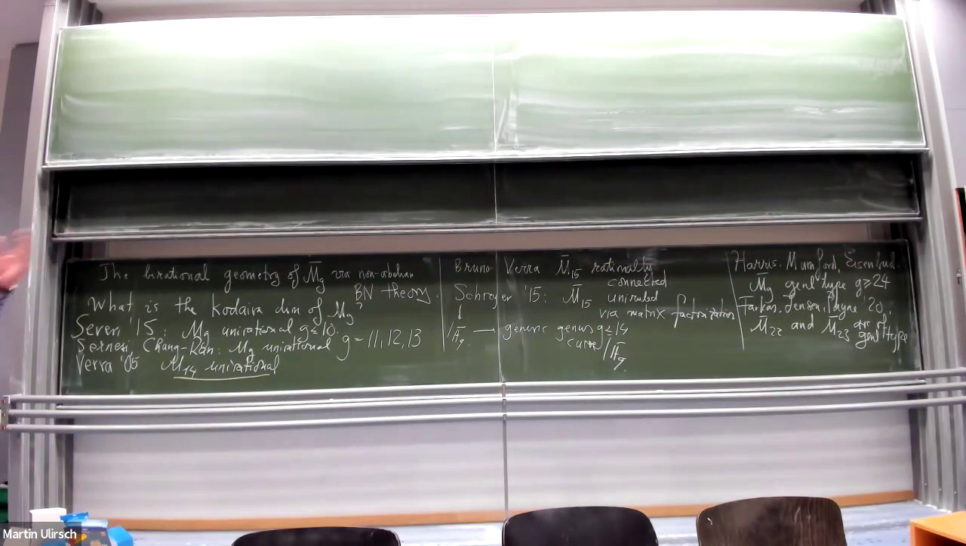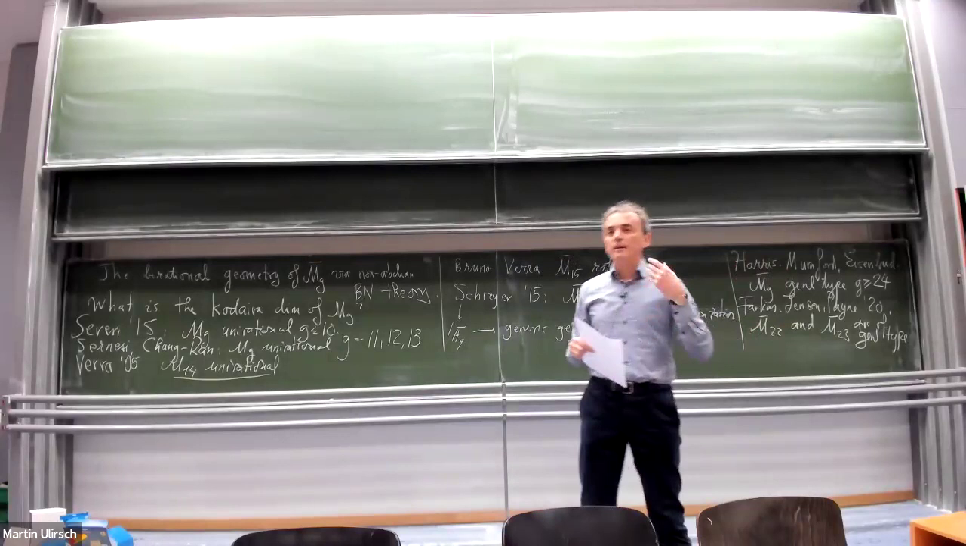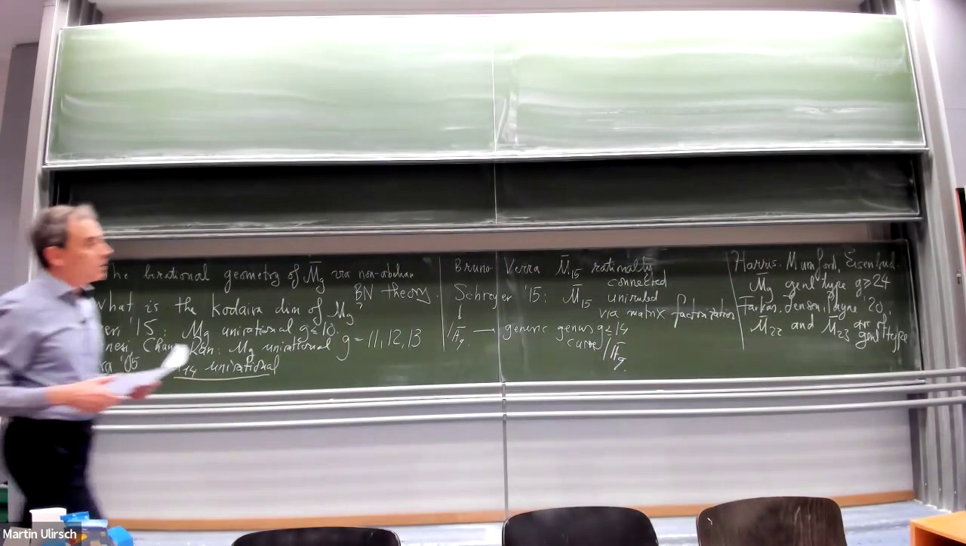Of course, this result of Harris, Mumford, Eisenbud opened the way to lots of similar results for other moduli spaces, like linear varieties, like K3 surfaces, like pointed curves, abelian differentials, and so on. But this is somehow the original one.